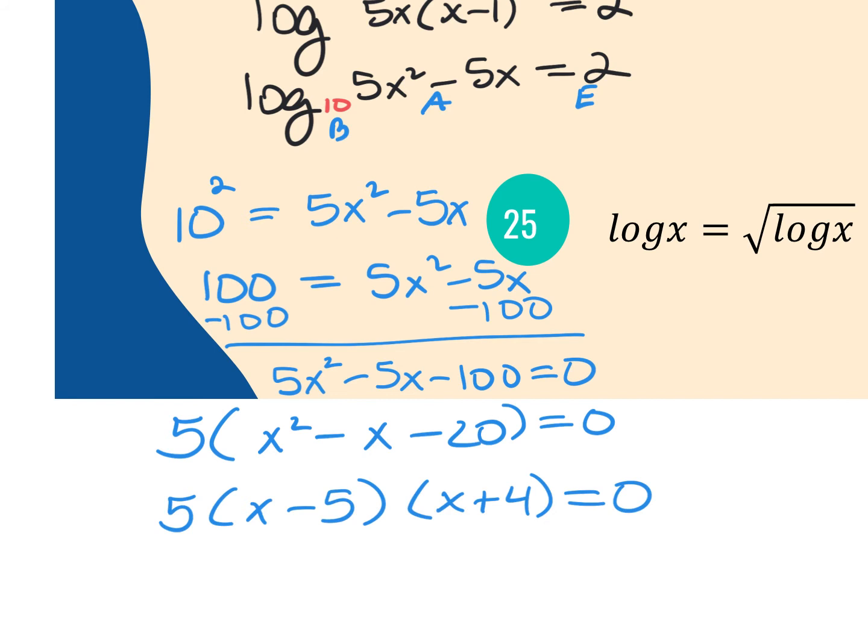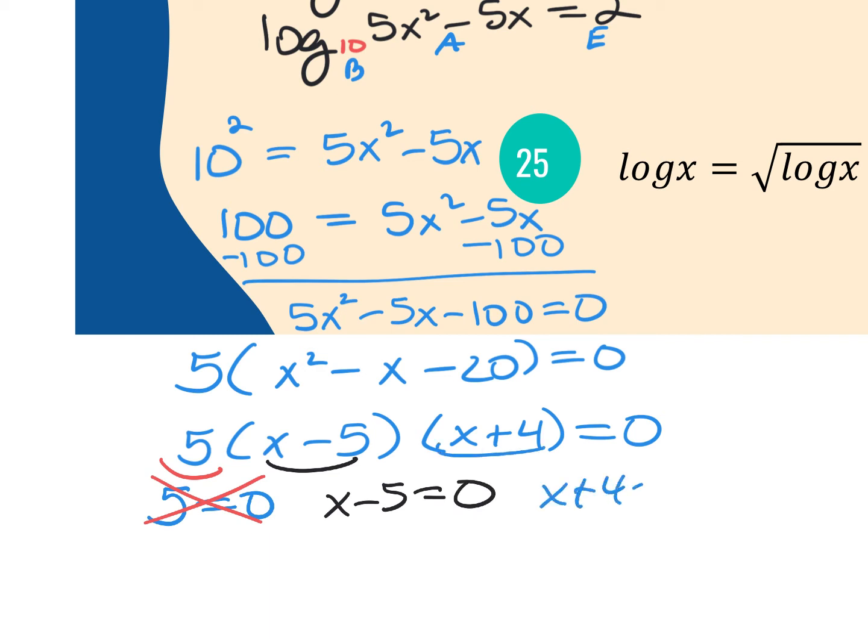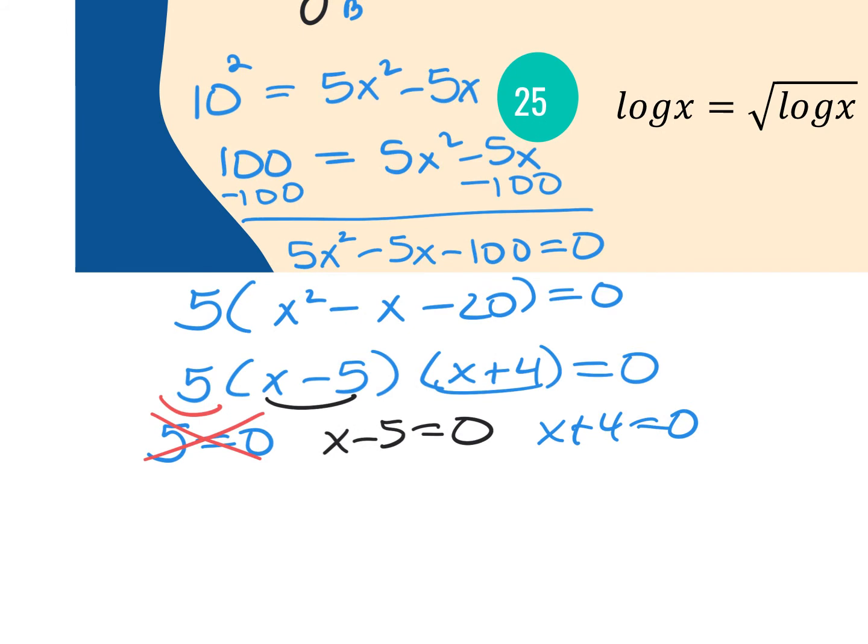And now to find the value of x, set each of the factors equal to 0. So 5 equals 0. I don't need to do anything here because there's nothing to solve for. That was setting that one equal to 0. Then the next one, and then this one. Solve for each. So this one, add 5. Over here, subtract 4.